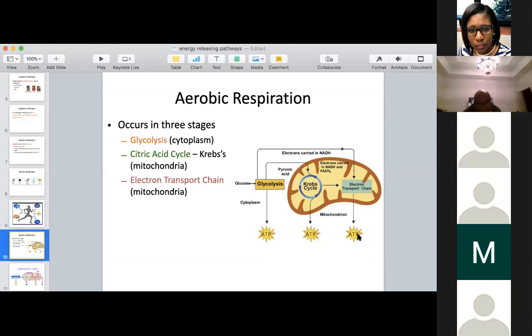From the breakdown of 1 glucose molecule, there is a theoretical yield of ATP when the process happens in its most optimal and most efficient manner. We're going to have a set number of ATPs being produced at each stage. And I do want you to know what's happening at each stage.